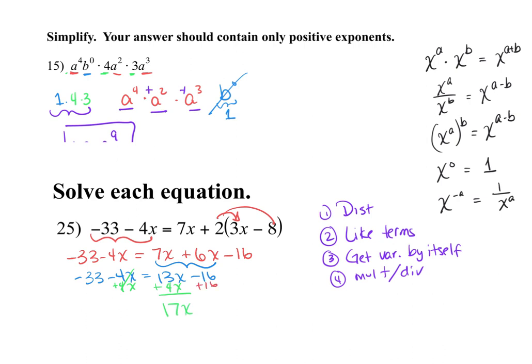Add my 16 over here. And then I'm ready to divide. So I can just divide both sides by that positive 17. Divide by whatever is with your variable. X is going to equal -1, and I am done.